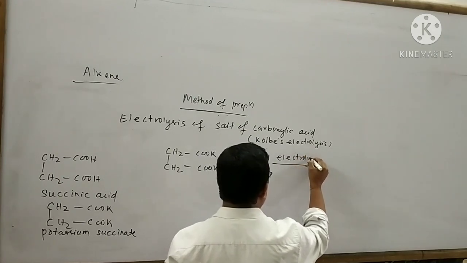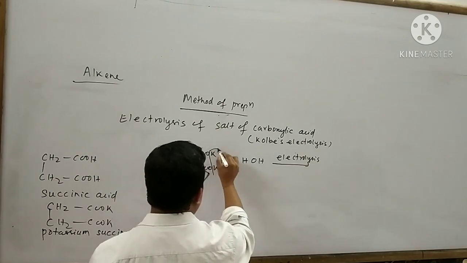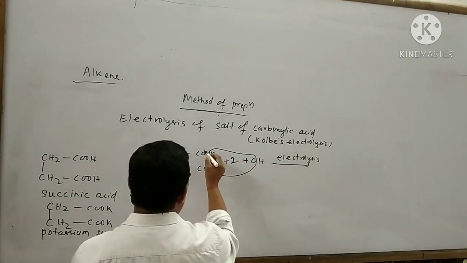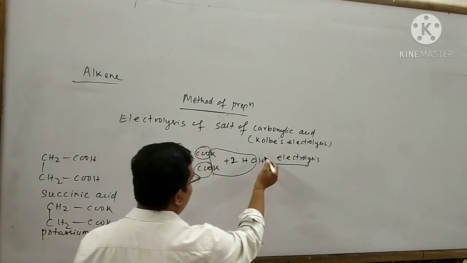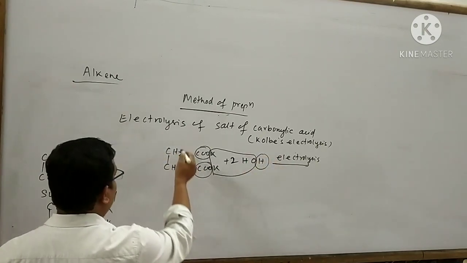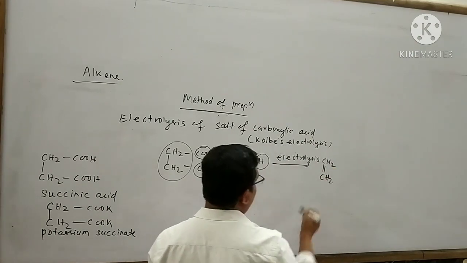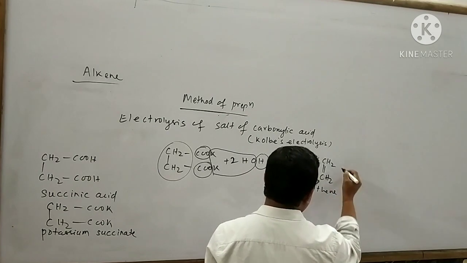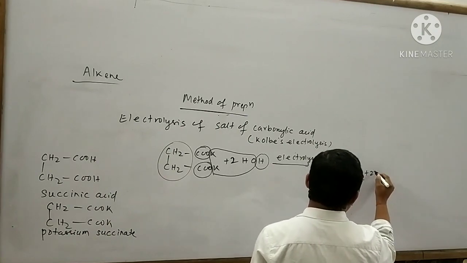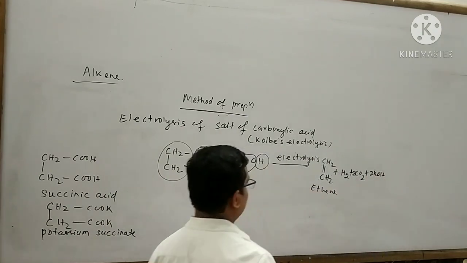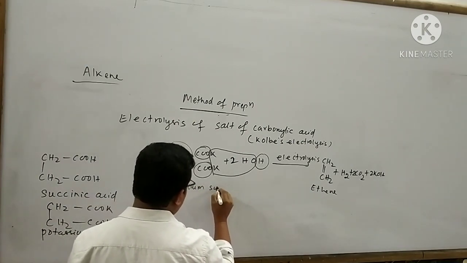Then what will happen? At first there is loss of 2 molecules of potassium hydroxide like this. Here one carbon dioxide molecule is removed. Here also one carbon dioxide molecule is removed. Here hydrogen gas is removed. This is the remaining part. The name of this compound is ethene. Here the byproducts are hydrogen gas, carbon dioxide and potassium hydroxide. The name of this salt is potassium succinate.